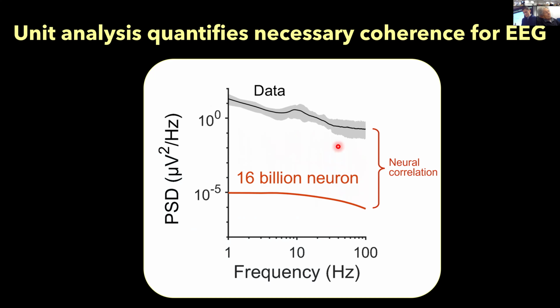And so this allows us to ask the deeper question, which is, what sort of neural activity can generate the requisite correlations to produce detectable EEG signals? Does activity need to be rhythmic in order to produce signals that are detectable, or can aperiodic activity also generate enough correlations to be detectable?